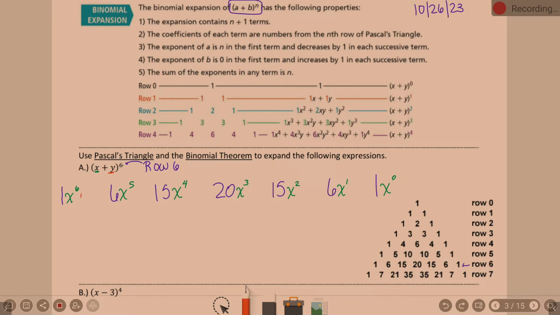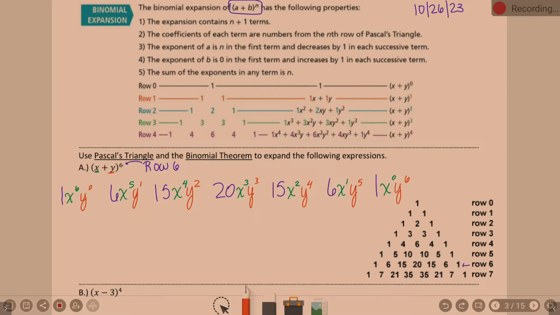So we're going to start here with 1, x to the 6, and now I'm going to tag on a y to the 0. We have 6, x to the 5th, and I'm going to tag on y to the 1st. x to the 4th, y to the 2nd. x to the 3rd, y to the 3rd. Let's see, where am I at? 4. So x to the 2nd, y to the 4th. Now I'm ready for 5. x to the 1st, y to the 5th. And, as expected, I'm ending at y to the 6th.